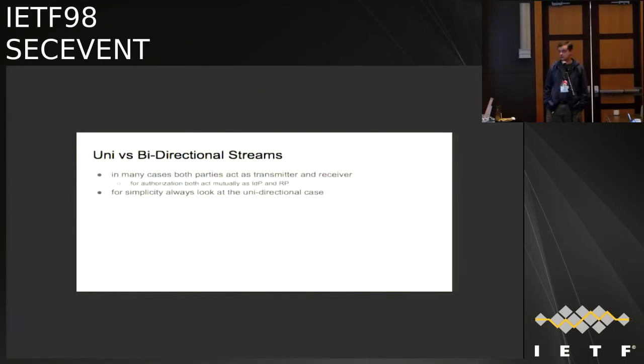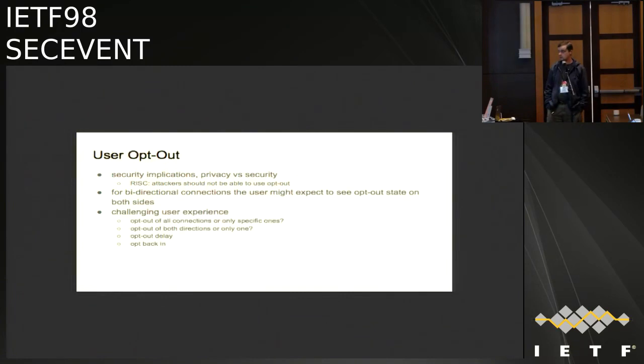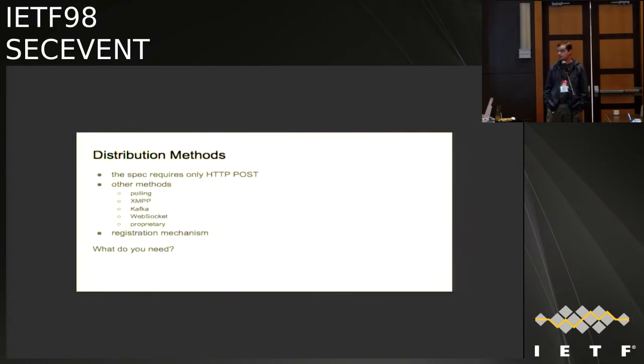Yeah. We talked about unidirectional versus bidirectional streams. I think for practical purposes, we can always talk about unidirectional streams and extend it. We talked about user opt-out. This might be just for the risk profile, where users can explicitly say, no, I don't want you to send security events on my behalf. I understand it's a privacy versus security trade-off. And there are some challenges of how you implement the opt-out, how do you synchronize both parties to stop sending events for that user and whatnot. But again, maybe this should be taken just for the risk profile.